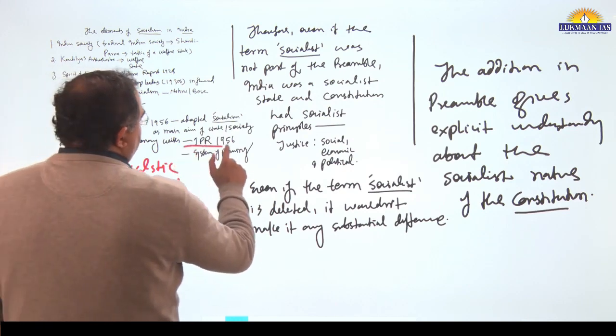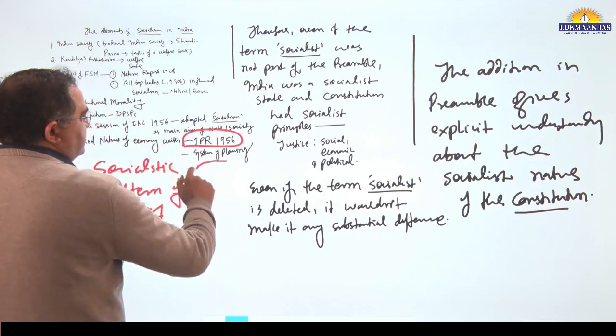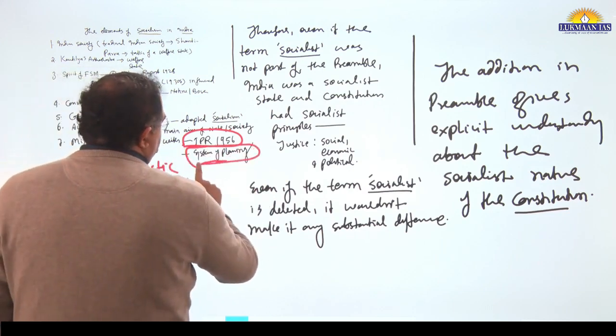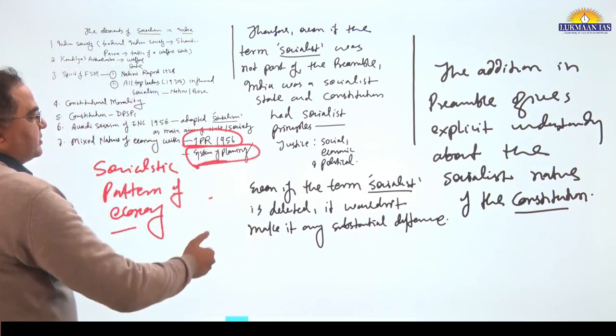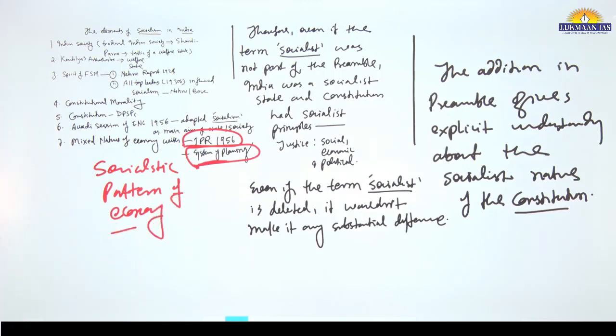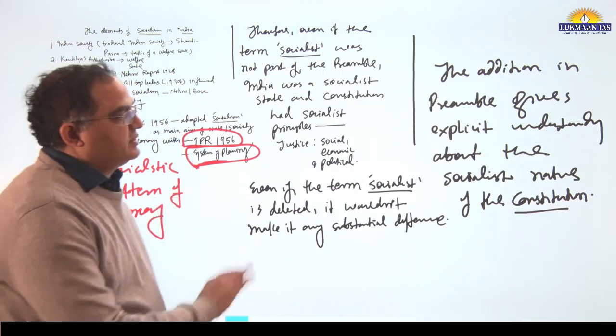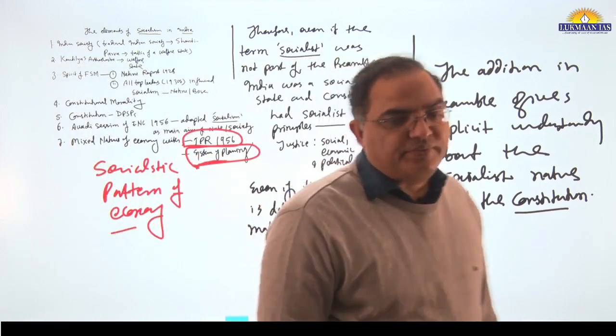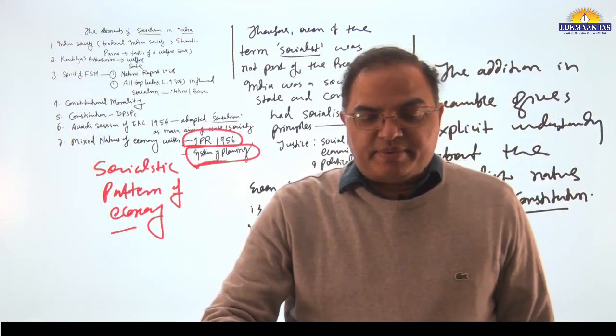Socialistic pattern is the industrial policy resolution. And then we had the system of planning, which we adopted, the centralized planning system. So it is because of that. So it is clear, this one phase we finish, one aspect we finish.